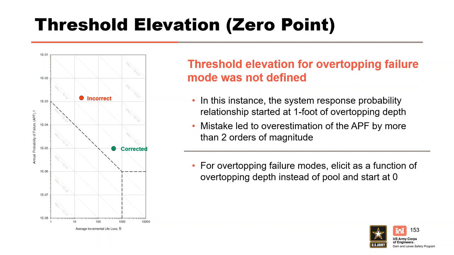Because the zero point was not defined, when the team extrapolated, the system response for 1 foot of overtopping was incorrectly applied to all stages below that elevation. Remember how when extrapolation is not allowed and an input value is beyond the assigned data range, the closest boundary value is used. This is what happened here, and it resulted in an overestimation of the risk. The proper way is to elicit overtopping failure modes as a function of overtopping depth instead of pool, and to start at an overtopping depth of zero.